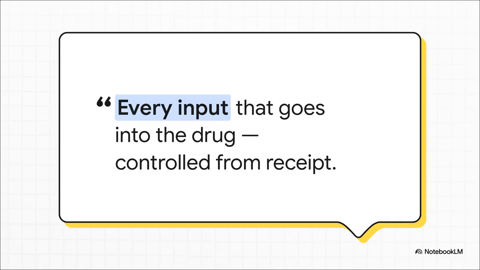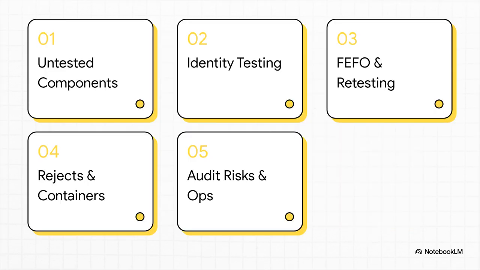We're going to use this overarching mandate as our guiding principle today. Every input that goes into the drug, controlled from receipt. It's a stark reminder, isn't it? A failure at the loading bay inevitably compromises the integrity of the finished pharmaceutical product. You simply cannot manufacture a compliant, safe, and effective drug if you've lost control of the very ingredients and packaging materials you're building it with. It's really that simple.